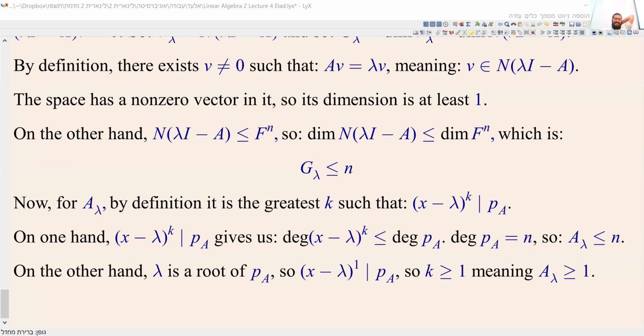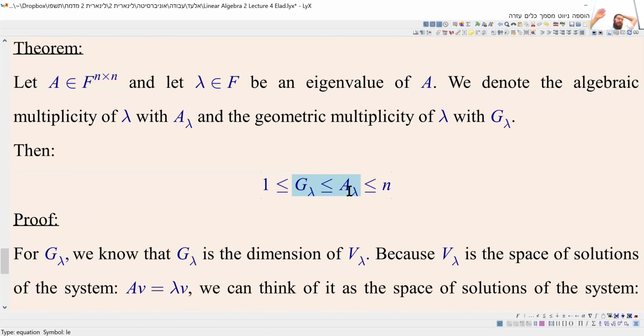Now, the main inequality states that for every eigenvalue in every matrix, the geometric multiplicity is not greater than the algebraic multiplicity. It's not a very complicated proof on one hand, but it does require some notions, not so basic, from the first course, like multiplying column by column or something like that.